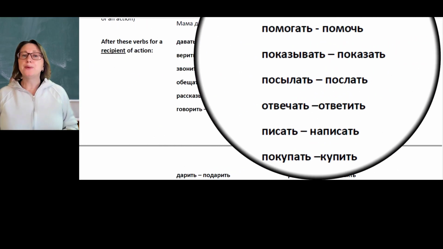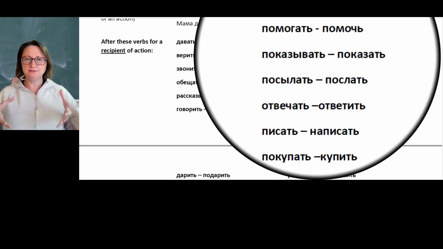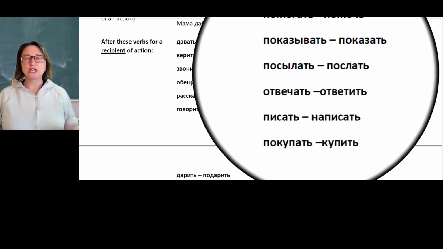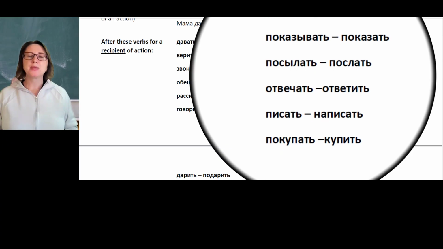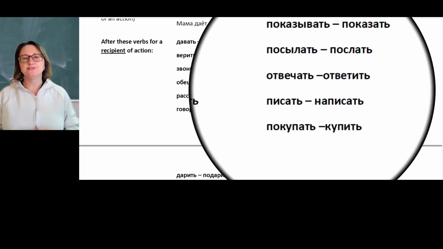So here we have помогать, помочь. Whoever we help is dative because we give help to this person. Показывать, показать, to show. And again, whoever we show something to, dative. Посылать, послать, to send, like send a package or send an email. Whoever we send something to, dative. Отвечать, ответить, to respond, to give a response to somebody. Whoever we respond to, dative.